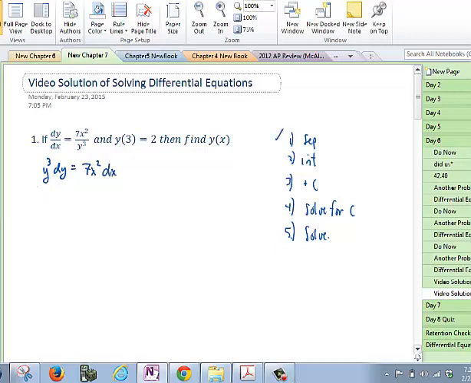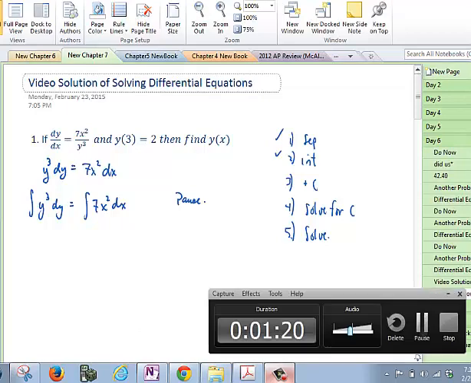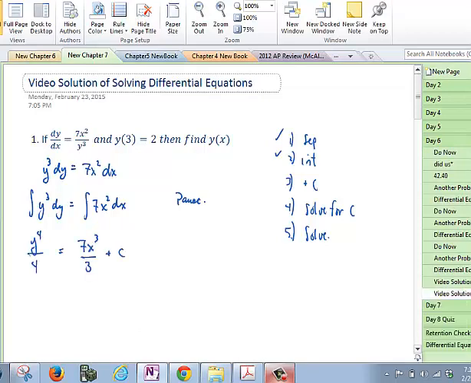So we separated. Now we're going to integrate. I'm going to pause the video and I want you to try doing it on your own. And when I come back, you're going to see what the solution to this part of it is. So hopefully you got this solution. You include the plus c, and then you've gotten 2 points for the integration and 1 point for the constant.